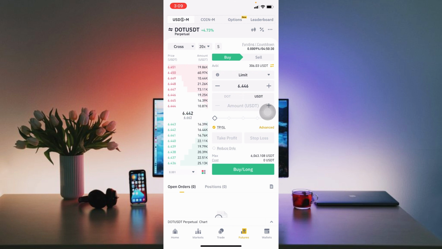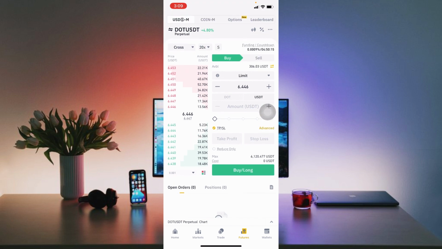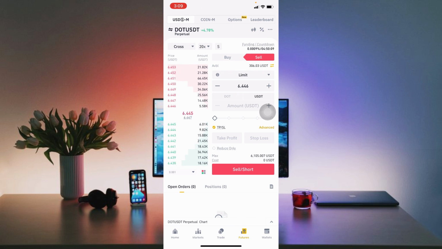So what you want to do is, we have buy and sell. If you go for buy, that means you are saying that in the next 1 hour, the next 1 minute, 5 minutes, .USDT will rise in value. But if you click on the sell button, you are saying that in the next minute or in the next hour, .USDT is going to fall in value.